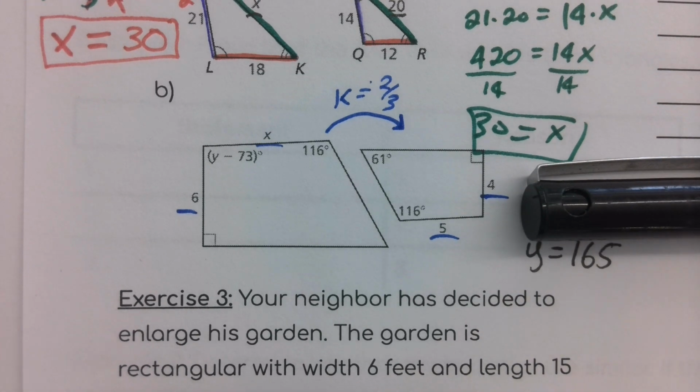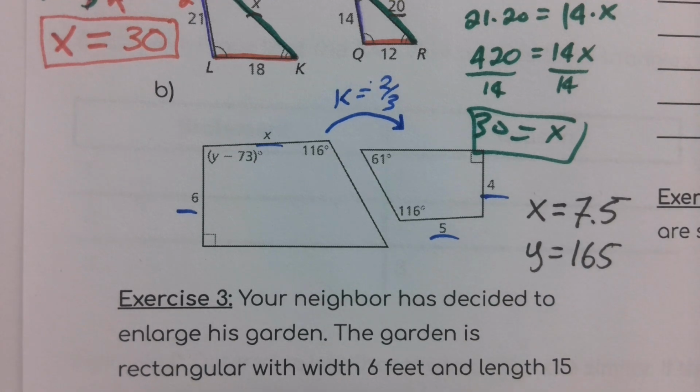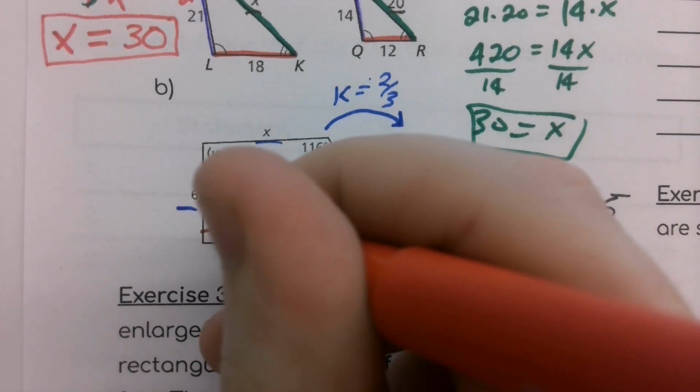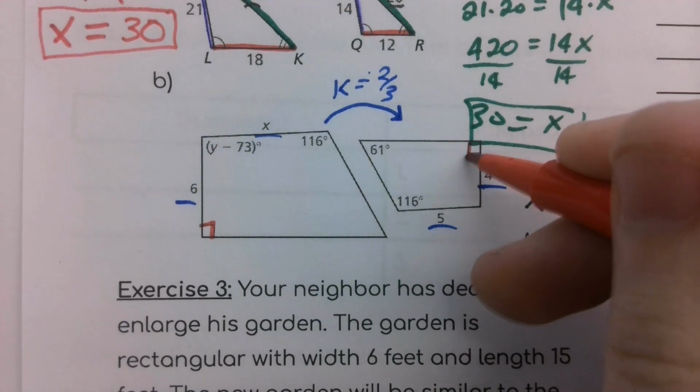For the y variable, keep in mind that all quadrilaterals add up to 360 degrees. So the question remains, what angles can we compare? We know that all the angles for similar figures have to be exactly the same. They have to be congruent.